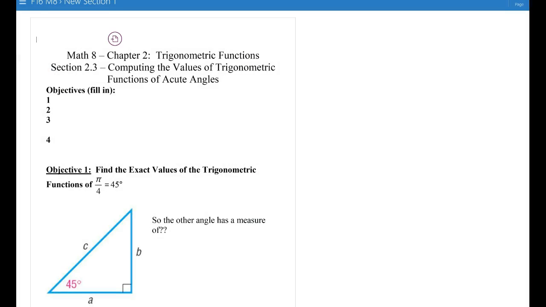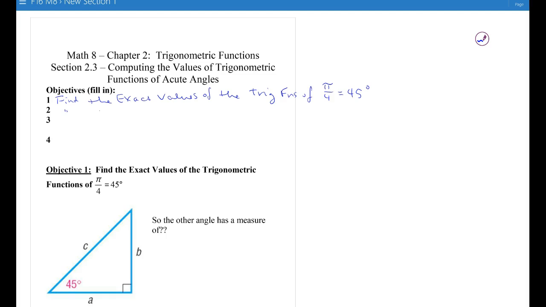So this is the movie for section 2.3, and our objectives in this section are going to be to find the exact values of the trig functions of pi over 4, which is equal to 45 degrees. But I'm going to encourage you to start thinking in radians. So pi over 4 radians, which is the same as 45 degrees.